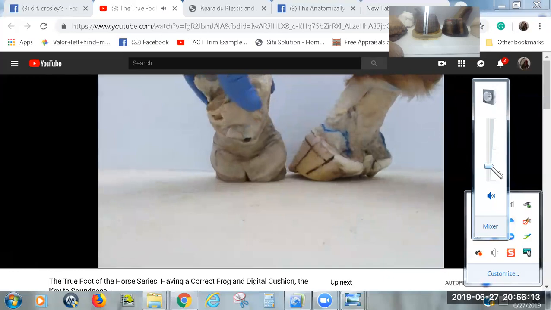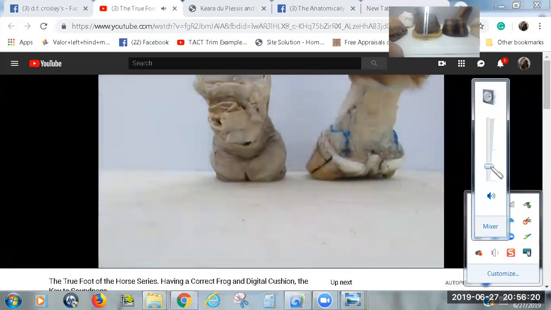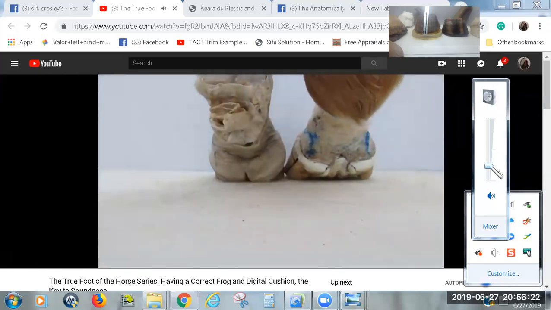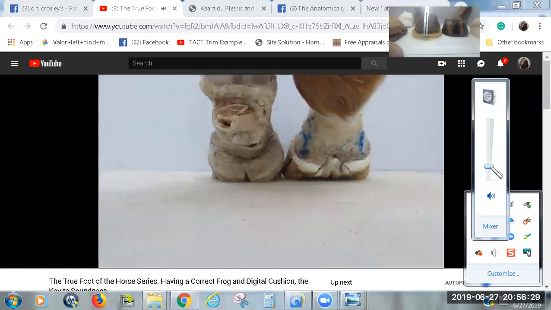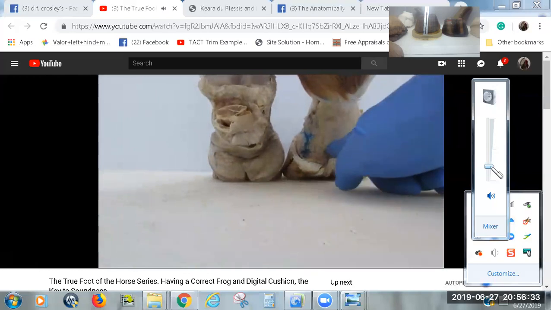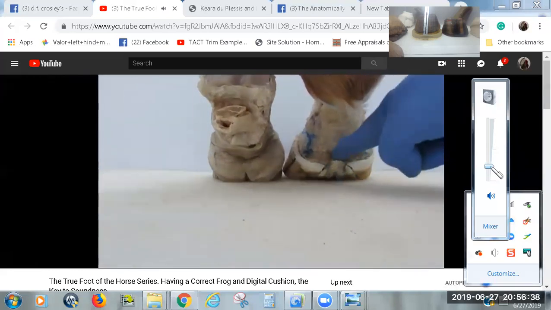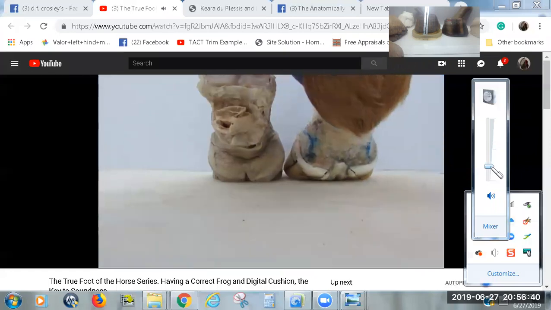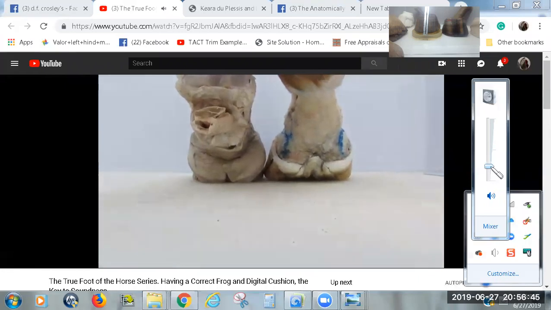Oh, wait a minute. See the difference? Descends onto the digital cushion, which is constantly pushing back up. Loads it under pressure right there. And then it hits the frog stay. And then they just kind of kiss the ground. Wait a minute, let's get a close-up.